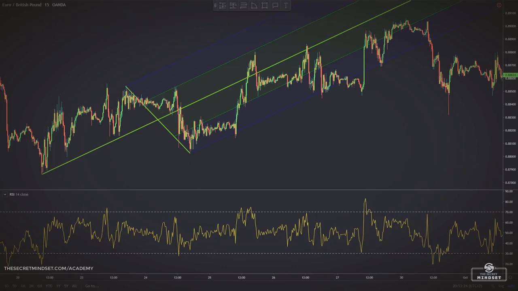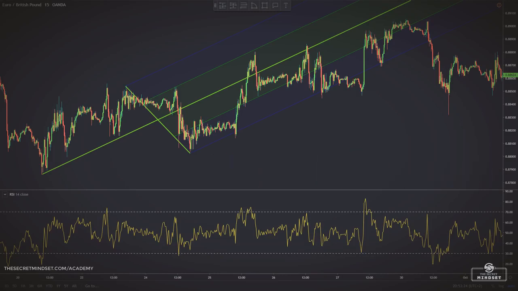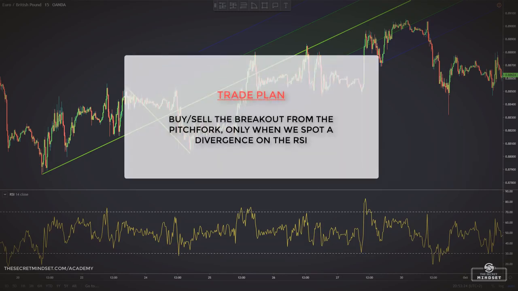My favorite way to use Andrew's pitchfork is to look for divergences between the pitchfork and the RSI. If you follow my channel, you know that I consider the divergence one of the most powerful leading signals you could get. So I look to buy or sell the breakout from the pitchfork only when I see a divergence on the RSI. This is powerful stuff, and let me demonstrate it.